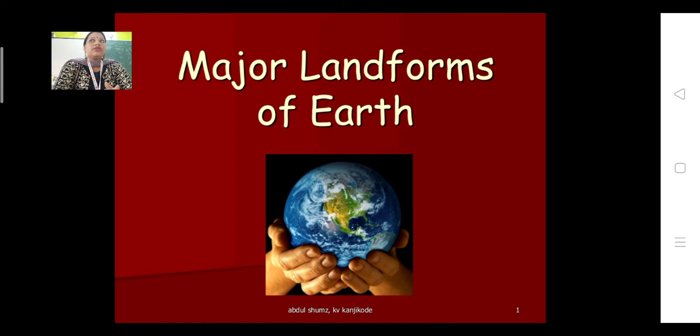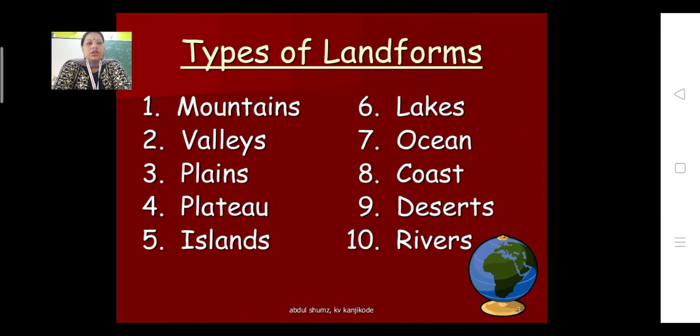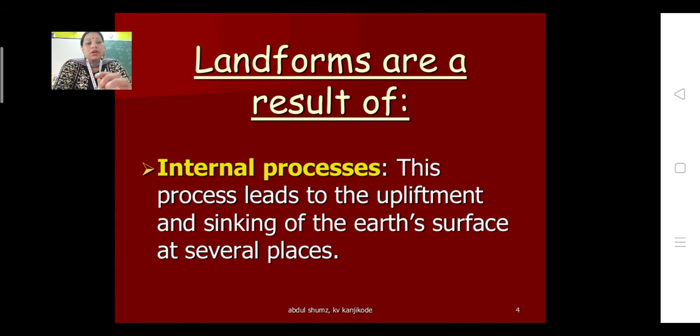Okay, so as you remember, major landforms of the earth are formed because of two important processes: internal processes and external processes. So let us know what are internal processes once again. Internal processes are the processes which lead to upliftment and sinking of the earth's surface at several places. When there are some processes going on inside the earth, there is a change in the surface of the earth, leading to upliftment and sinking of several places of the earth's surface.